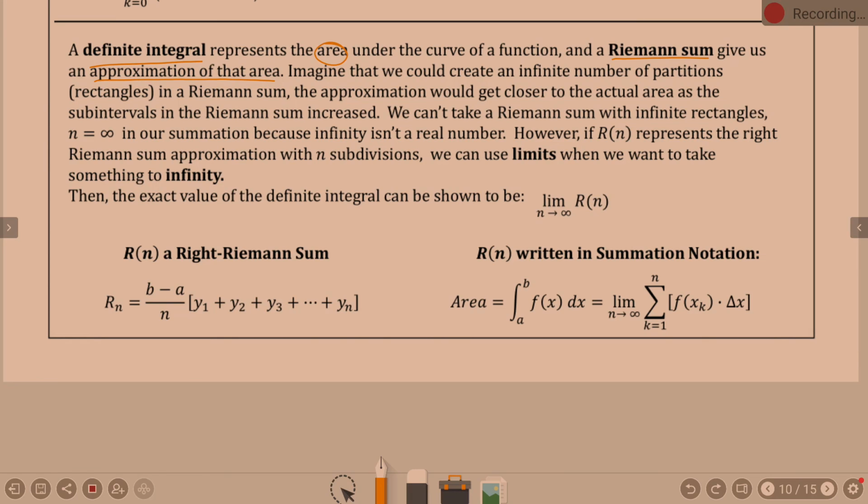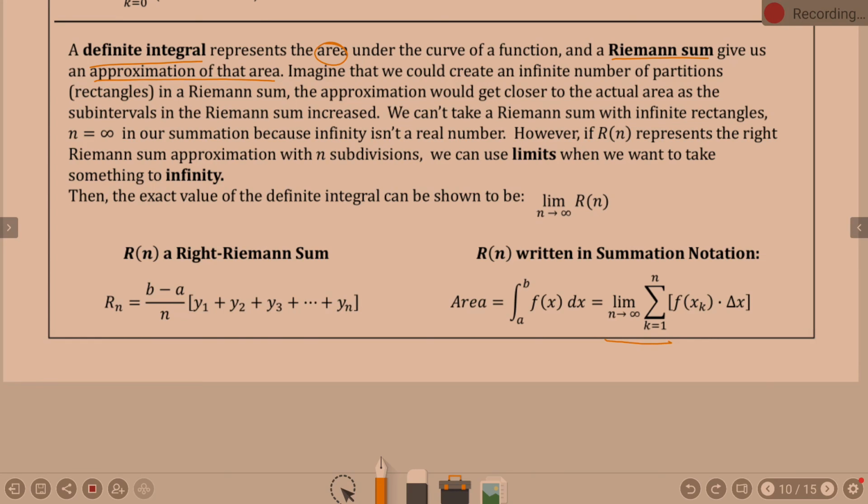Those rectangles are obviously estimations, right? They aren't lining up exactly. Imagine that we could create an infinite number of partitions, or in other words, an infinite number of rectangles in a Riemann sum. Then the approximation would get closer to the actual area as the subintervals in the Riemann sum increase. And that's where we're going right here, the limit as n approaches infinity. As you get not 6 rectangles, not 20, not 100, not 1,000, 1,000,000, as you're getting more and more rectangles, those rectangles are getting more and more precise, and it's getting to be a more exact answer.